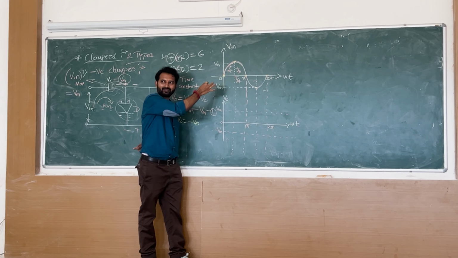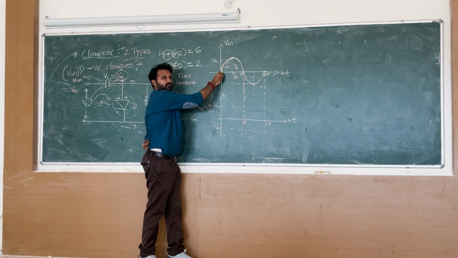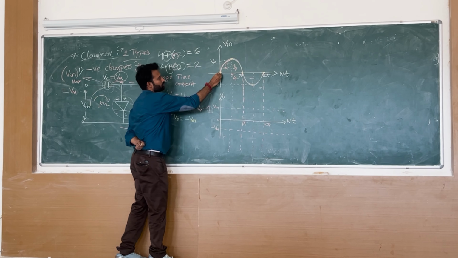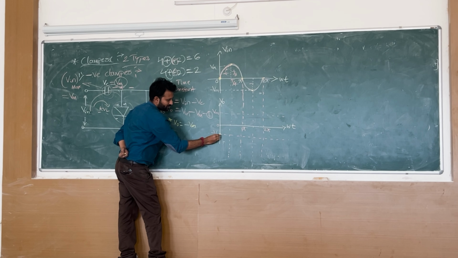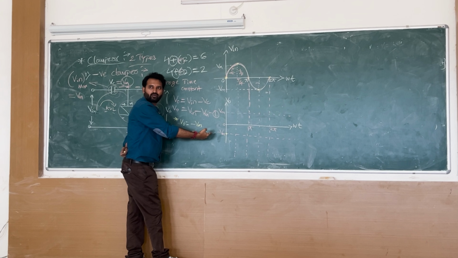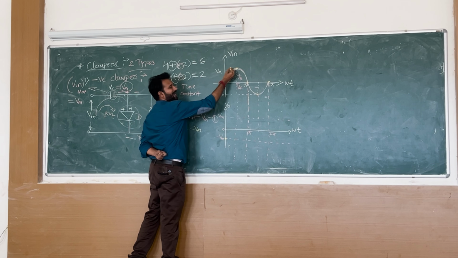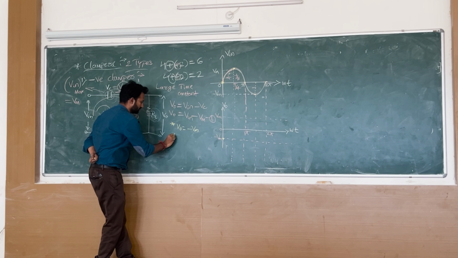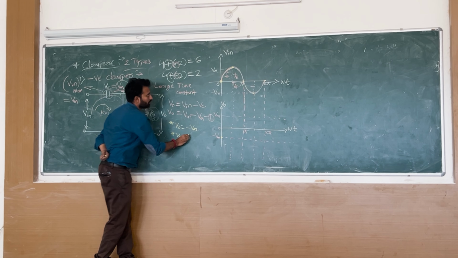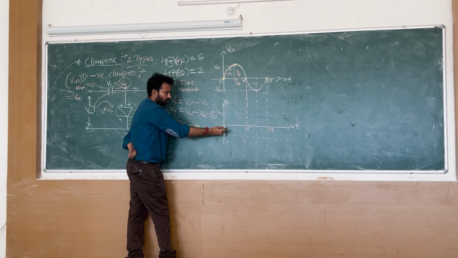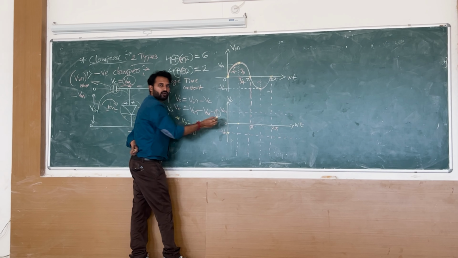I have kept a dot there. First value is what? 0. If your input is 0, what is your output? Minus. My input is 0, my output is minus. Put the dot here for understanding the output. Now my input becomes maximum Vm. What is your output? 0. Your output will be 0. So here, put a dotted line. I have already drawn. My output is 0.